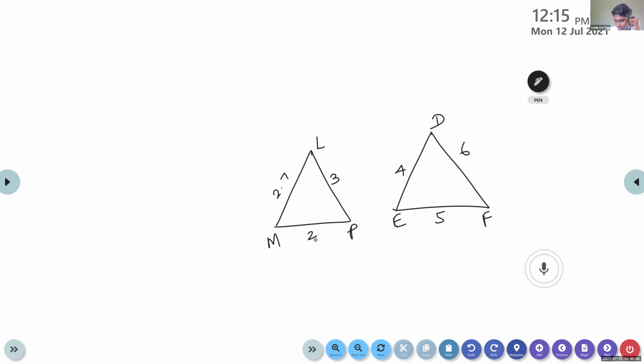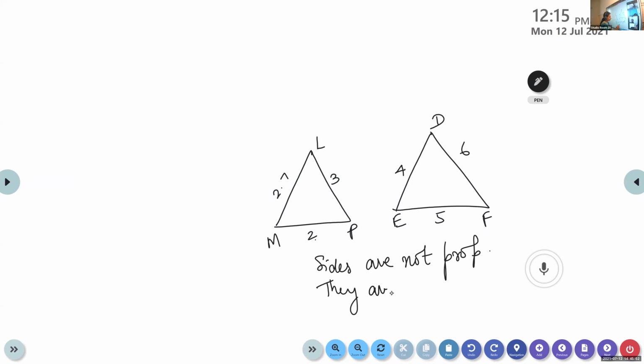So, no need to write the remaining steps. You can write the sides are not proportional. Therefore, they are not similar. Sides are not proportional. Therefore, the triangles are not similar.